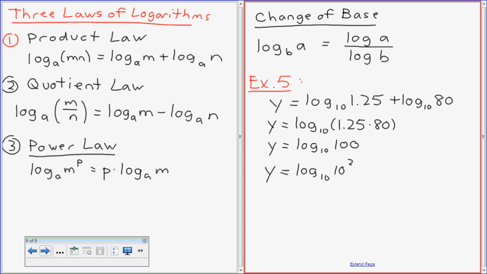Okay. Why did I want to do that? Yeah, okay, so the 2 is going to come down here. So it's going to be y equals 2 times log 10 to the 10, so y equals 2. And calculus is beautiful.